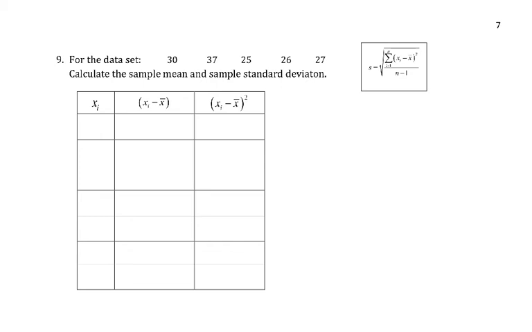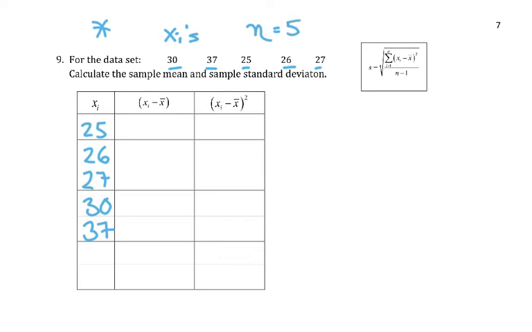Now, you will have to do something like this on exam 3. So make sure you understand how this goes. You don't have to put, these are our little xi's. These are my observations. I'm going to put them in order because usually that's what students do. 25, 26, 27, 30, 37. And I have 5, so n equals 5.